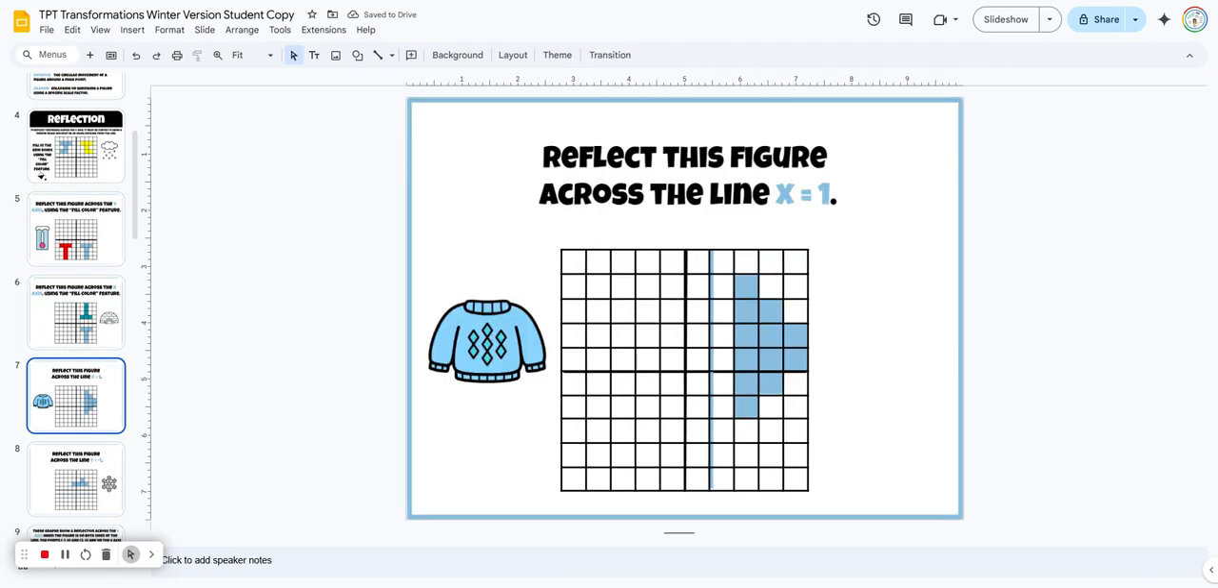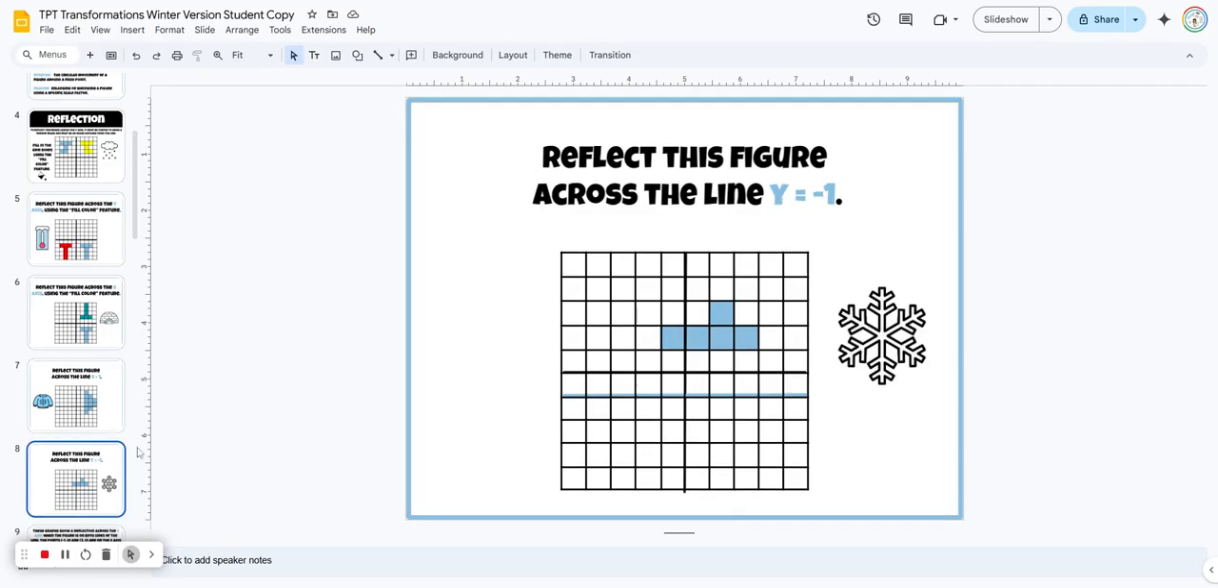And then they're going to reflect across the line x equals 1, which is colored in here. So it's going to be equal distance from this line on the opposite side and a mirror image. Then they're going to reflect across the line y equals -1. Again, it's colored in, so the new figure is going to be down here at the bottom.